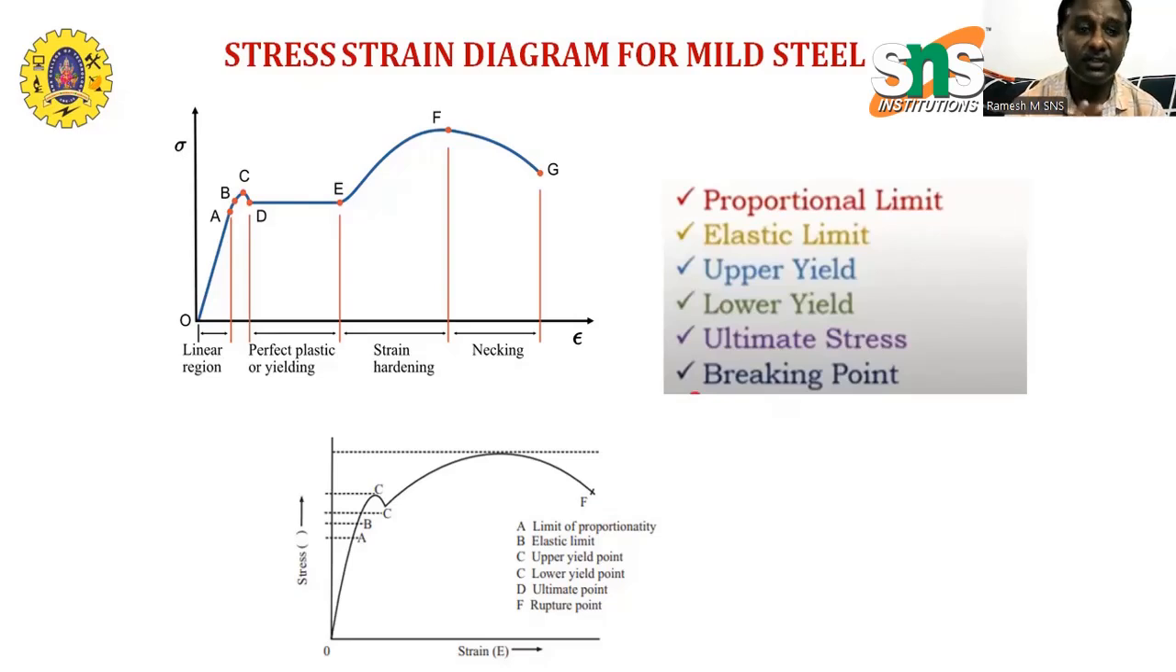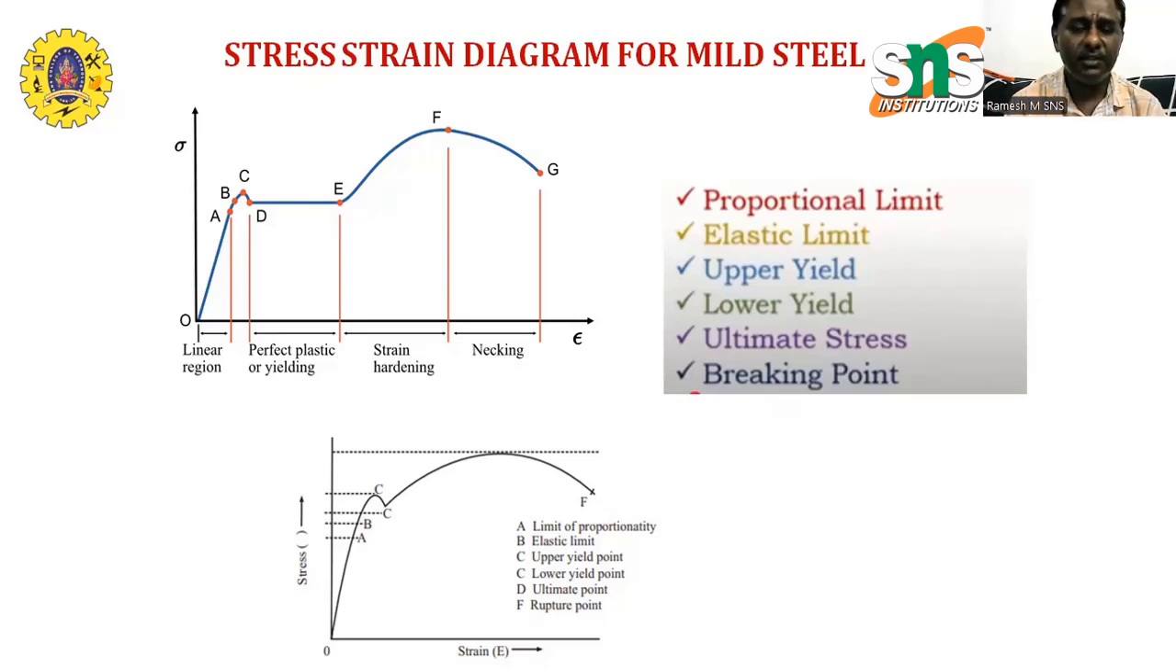The material behaves elastically, meaning it returns to its original shape when the load is removed. This region follows Hooke's law. That's why OA is a straight line. It is not a curved or non-linear line, so the stress is directly proportional to strain. If stress is increased twice, the strain also increases two times. It follows a linear law, so Hooke's law exists up to the elastic limit.